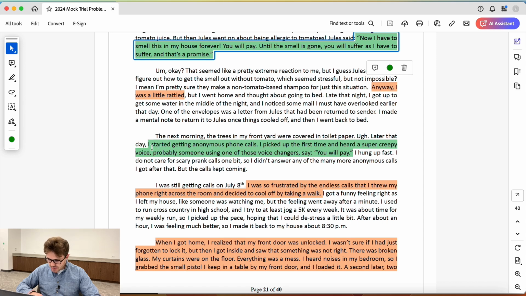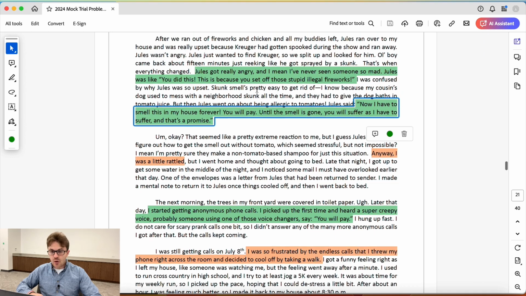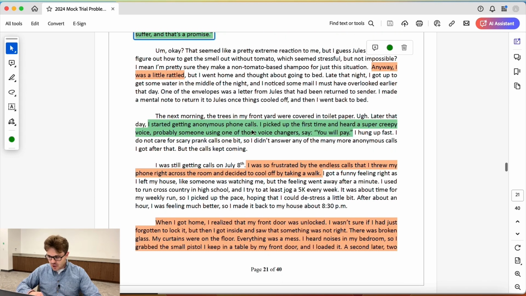"I started getting anonymous phone calls. I picked up the first time I heard a super creepy voice, probably someone using one of those voice changers, say, 'You will pay.'" Now, this is really important because up here, like we saw, we had a message from the defendant themselves saying, "You will pay." And then down here, we have another message saying, "You will pay." Potentially, there's a connection there. And actually, some of the evidence within this case pointed to there being a connection there.